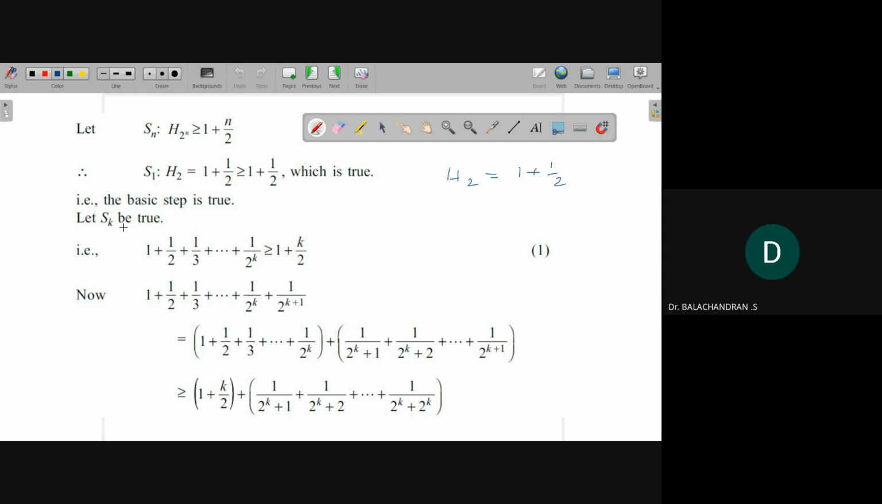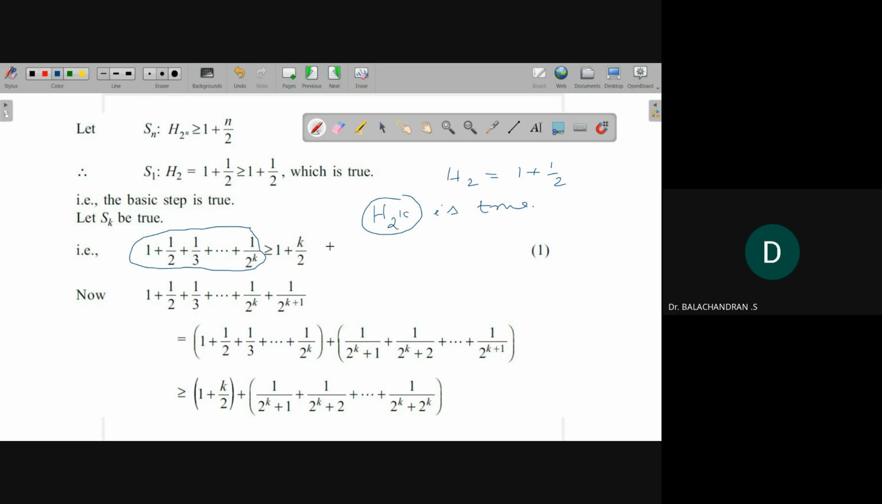So next, Sk is true, that means n equal to k is true. N equal to k means H2 power k is true. What is H2 power k? It is equal to the whole thing: 1 plus 1 by 2 plus 1 by 3 up to 1 by 2 power k, which is greater than or equal to 1 plus k by 2. I am substituting n equal to k.